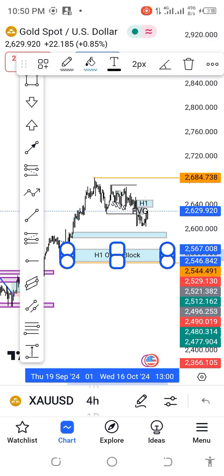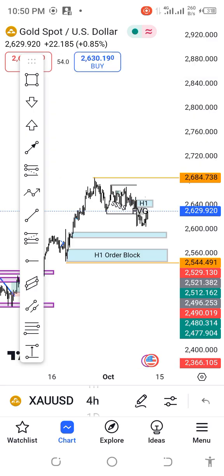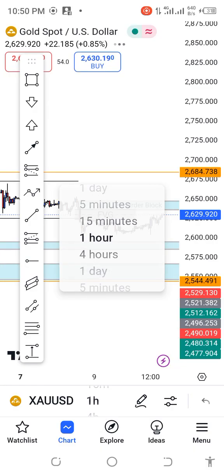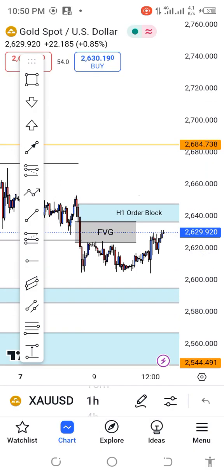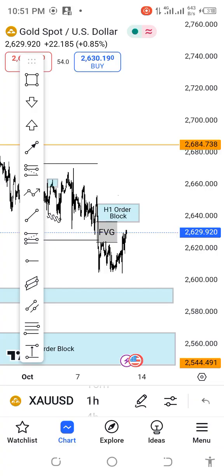So what am I doing here? I'm counter trading this market. You understand? I want to counter trade it. So I went back to my 1 hour time frame. Since I used 4 hours to check the market direction, I don't hesitate to go back to the 1 hour time frame to do my analysis.